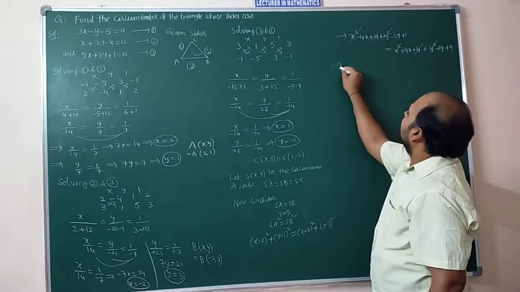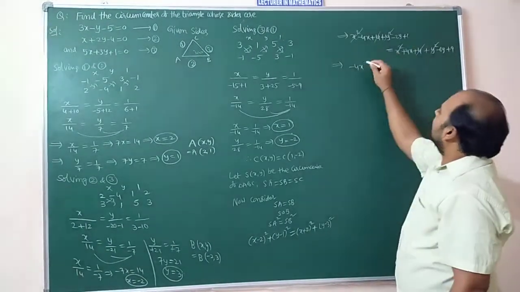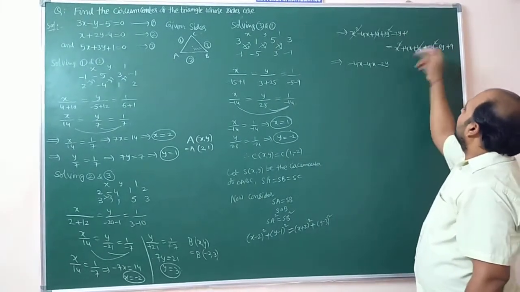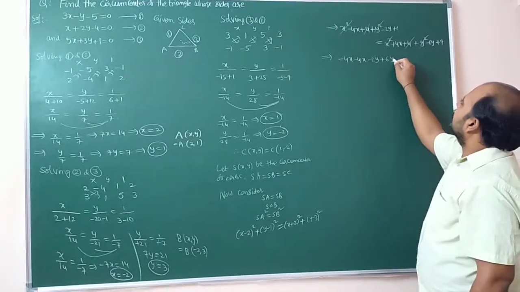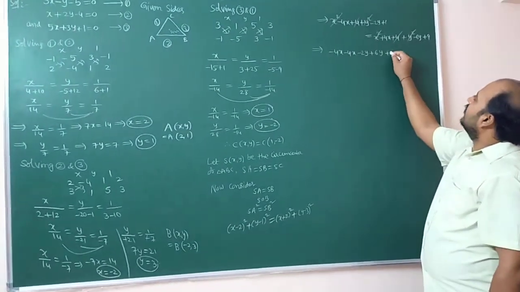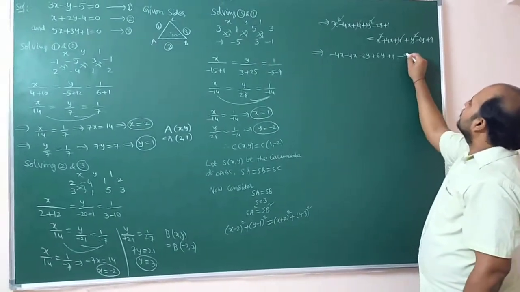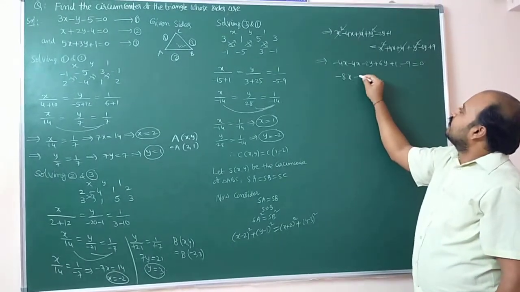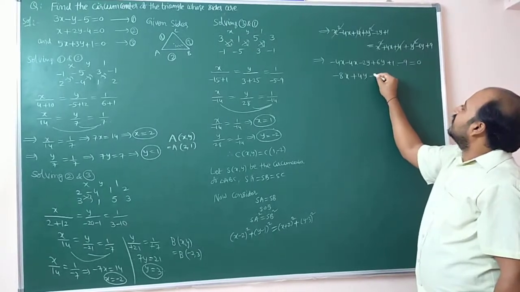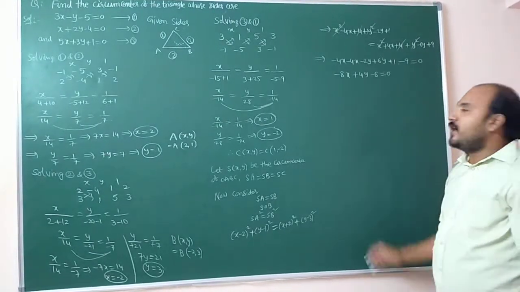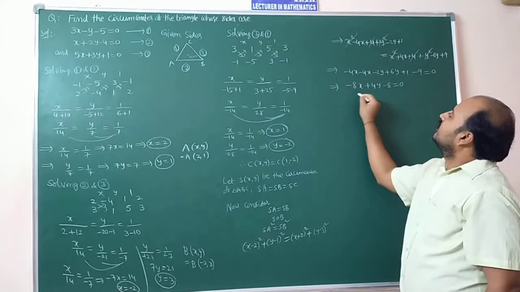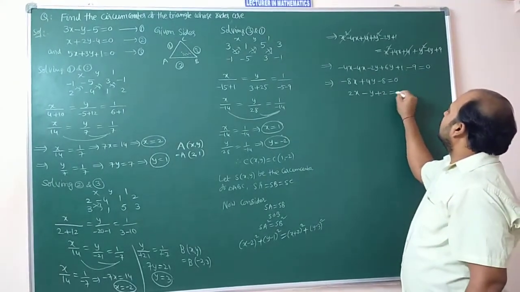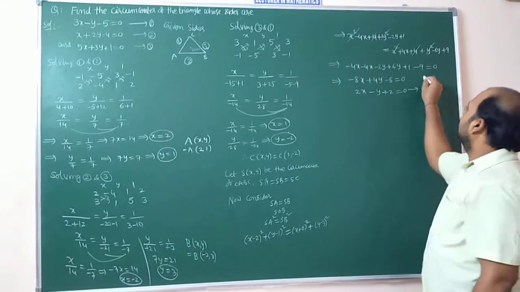We can take this side minus 4x. This 4x also we can take this side minus 4x. Minus 2y minus 6y, we can take this side plus 6y plus 1. And here constant 9 we can take this side minus 9 equal to 0. Minus 8x plus 4y minus 8 equal to 0. Dividing by minus 4, it becomes 2x minus y plus 2 equal to 0. Keep that as equation number 4.